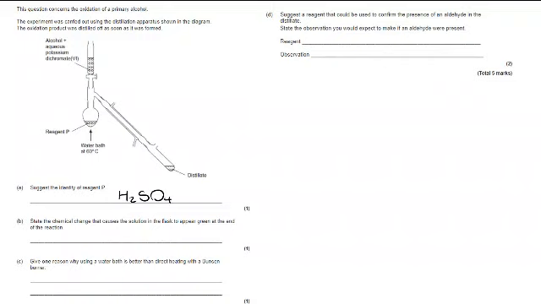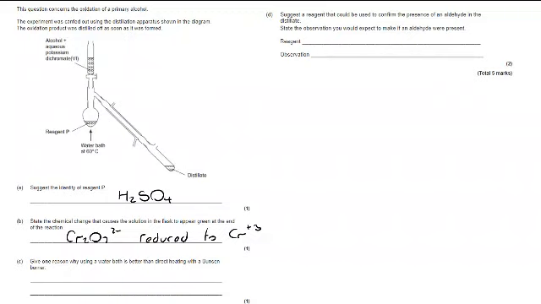For part B, state the chemical change that causes the solution in the flask to appear green at the end of the reaction. A lot of key detail needed here. Within the half equation, you will be familiar with Cr2O7 2-, which is orange, gets reduced to Cr 3+, which is green. That's what we needed. We couldn't just say reduction, we needed to explain what was being reduced.